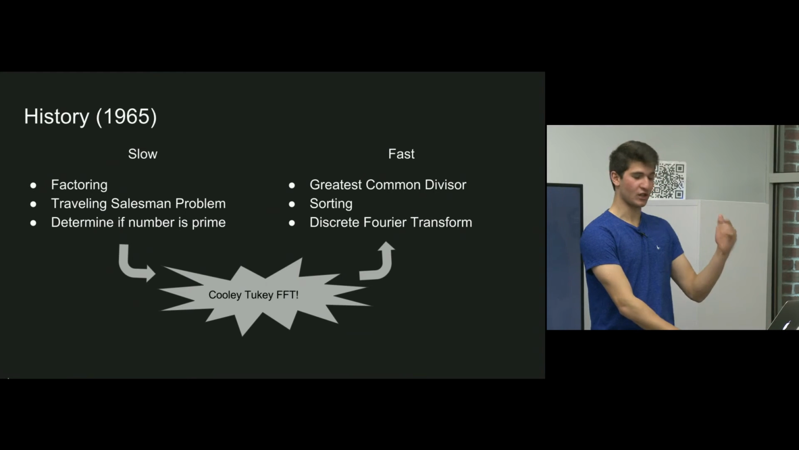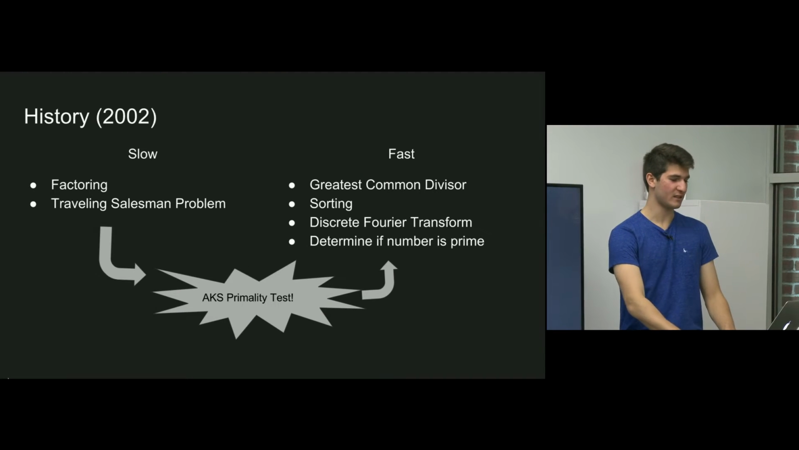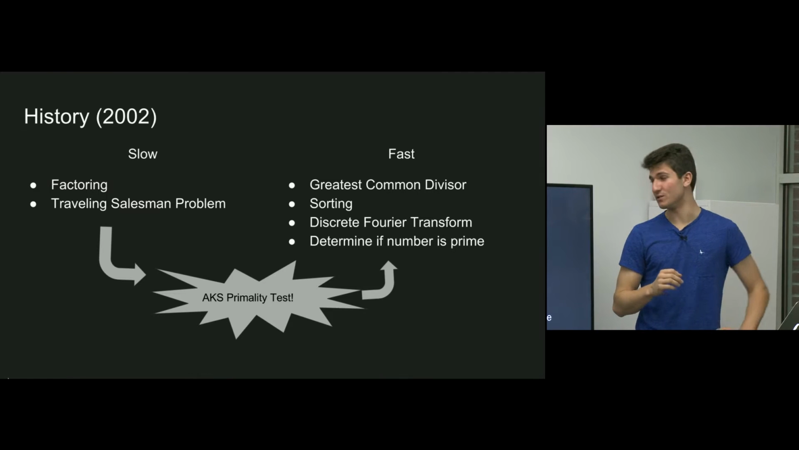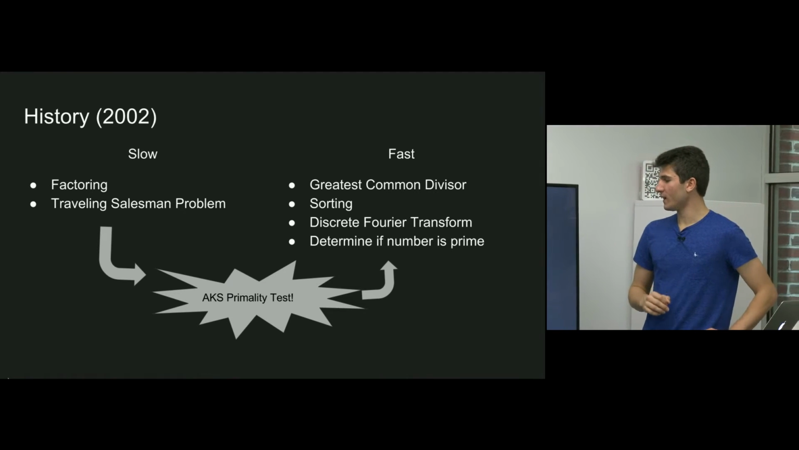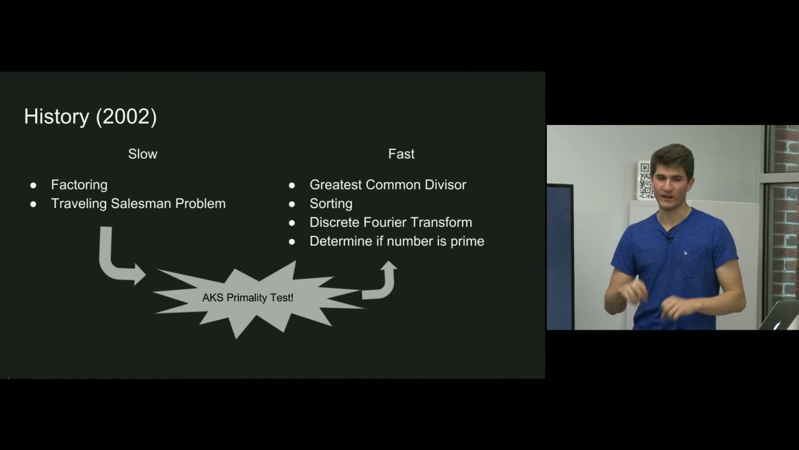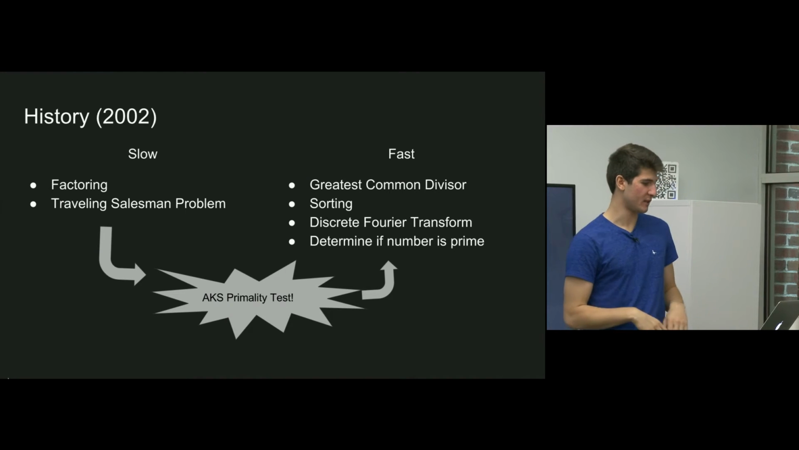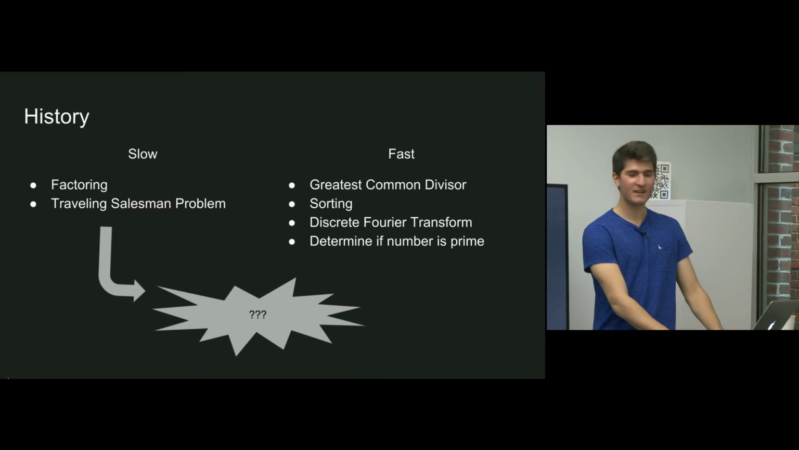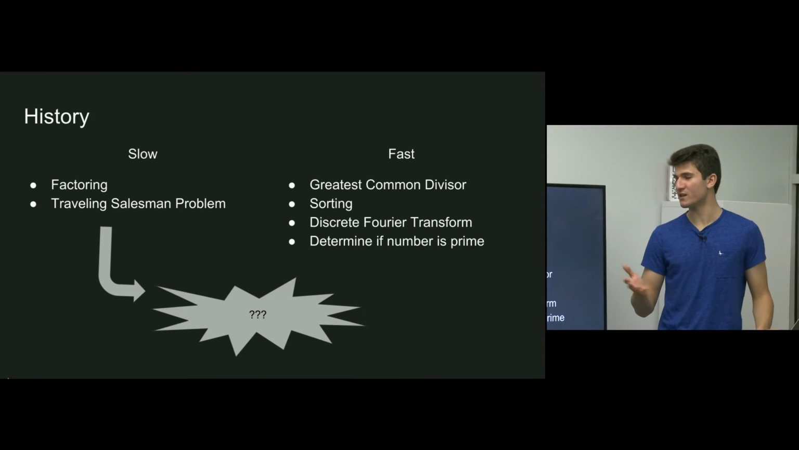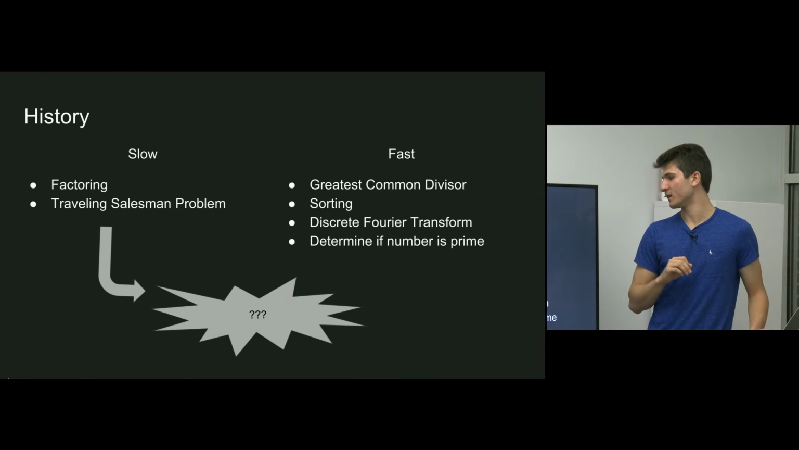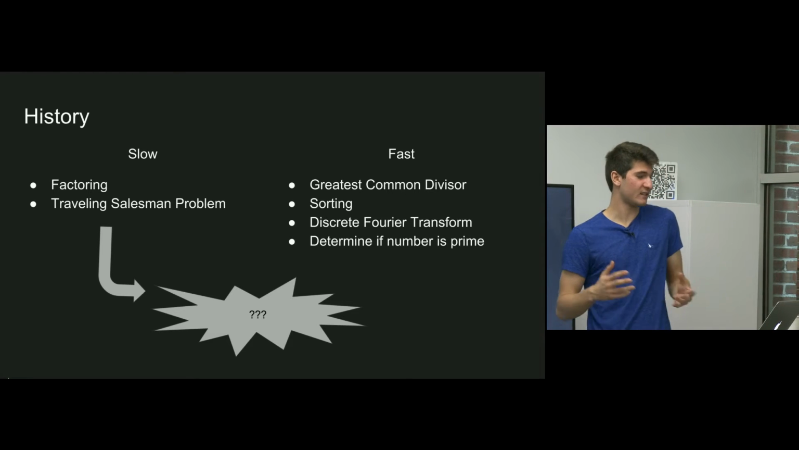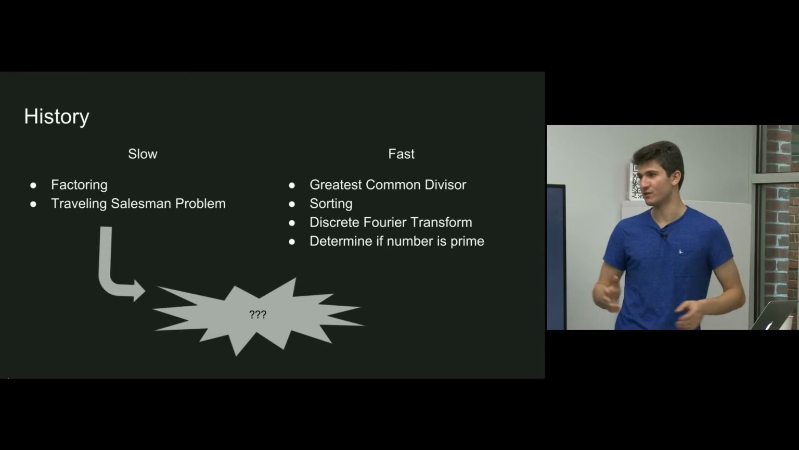And for things like determining if a number is prime, that took until 2002 for someone to find an algorithm to do that, until it could be in this fast category. And I'll explain what a fast algorithm is versus a slow algorithm in just a second. But for a lot of these problems, there were just no such algorithms that were able to solve them quickly. And it didn't seem like we would ever find a fast solution to these problems.